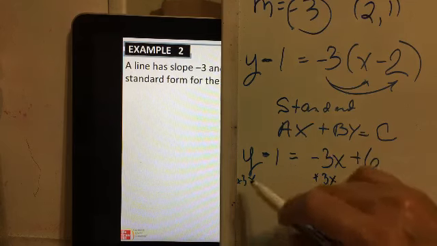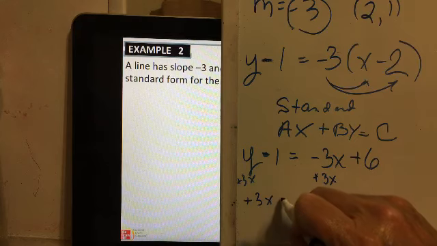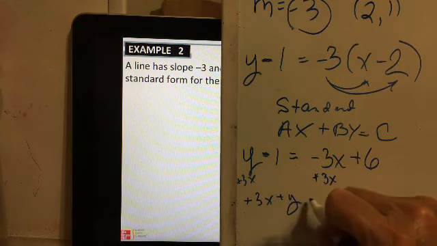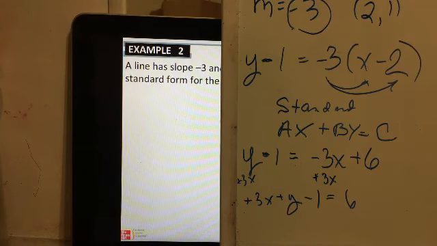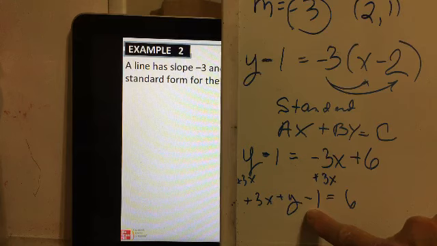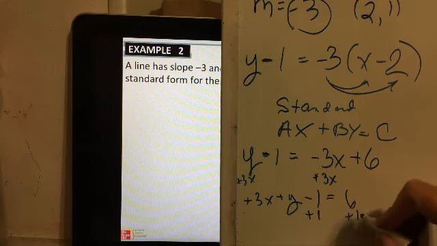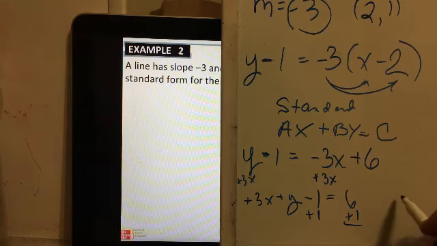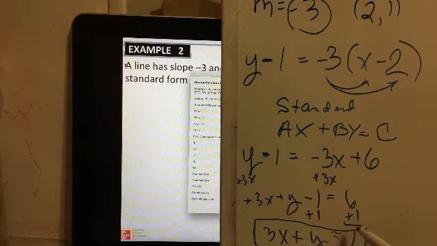And, of course, an x and a y don't add, so I'm going to put them together: 3x plus y minus 1 equals 6. Almost there. All right, so I need to get this 1 taken care of. So I'm going to add a 1, and I'm going to add a 1. And I'm going to wind up with my equation being 3x plus y equals 7. 3x plus y equals 7.